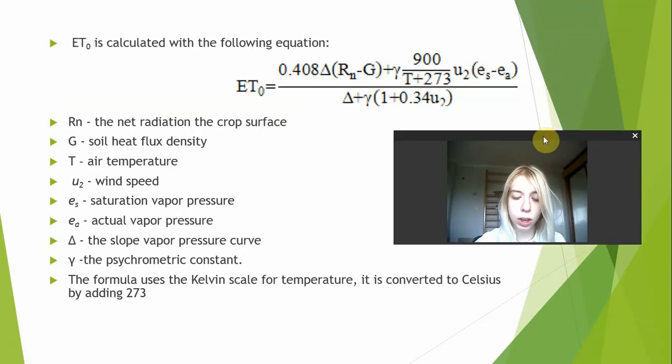This is the following equation used for the evapotranspiration calculation. It is important to say that the result of this equation is given in the Kelvin scale for temperature, and we need Celsius. So we are adding 273 to that result in order to obtain the Celsius value.